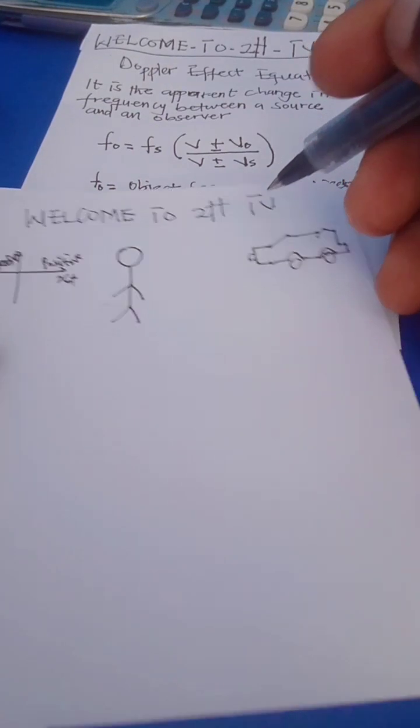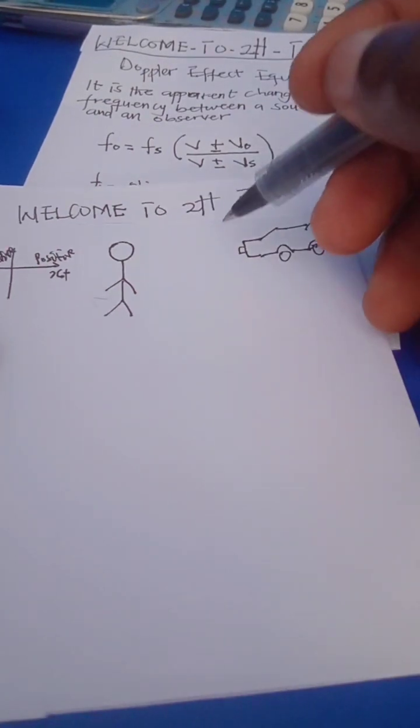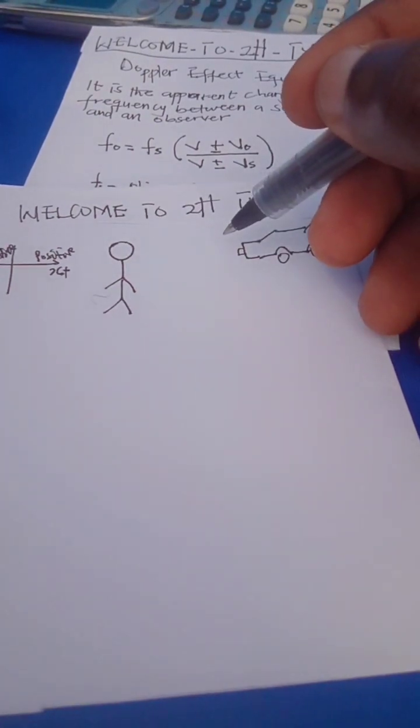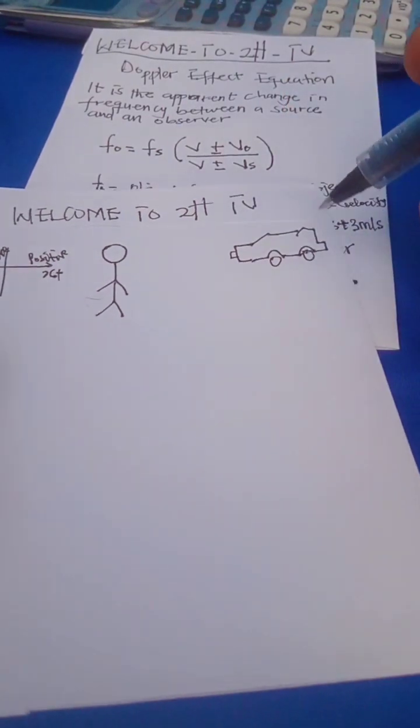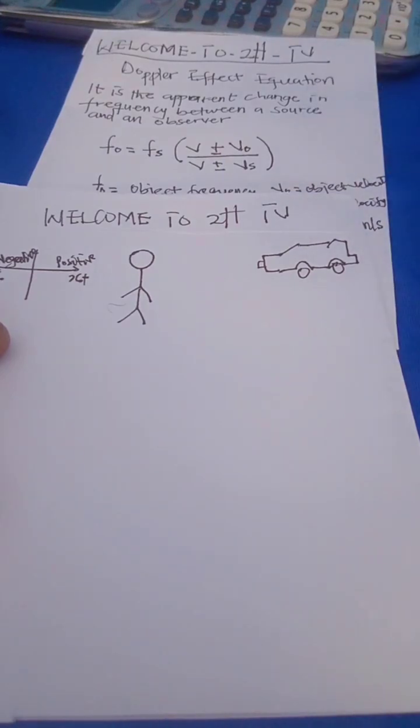So we are saying that the object should always be at the left hand side, while the source should be at the right hand side. Now let's look at the 4 cases.